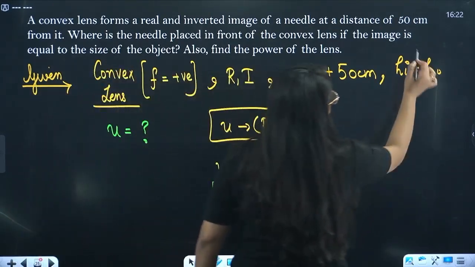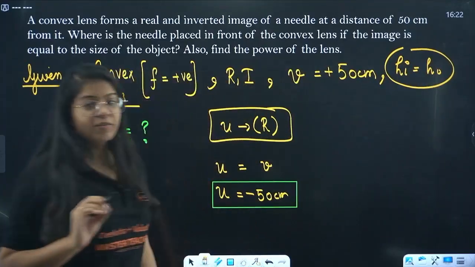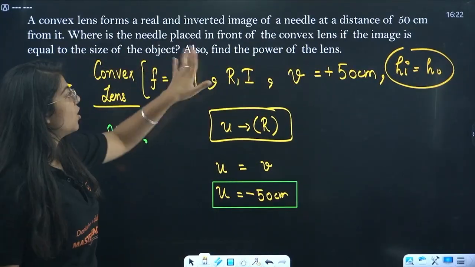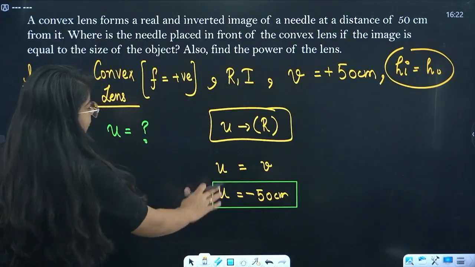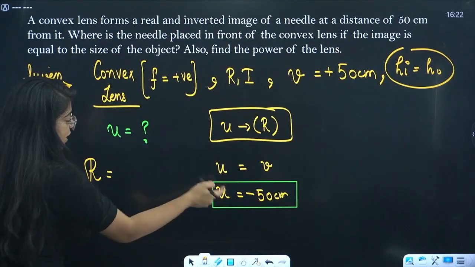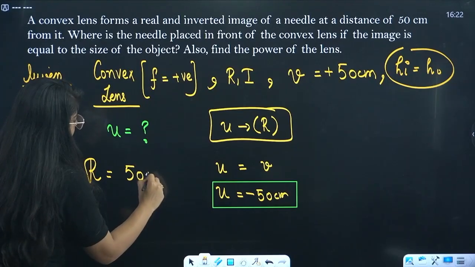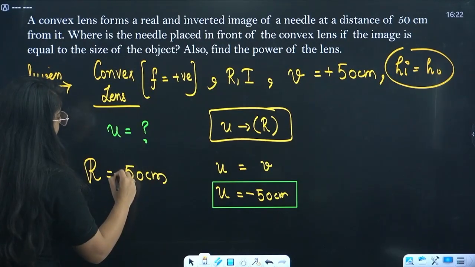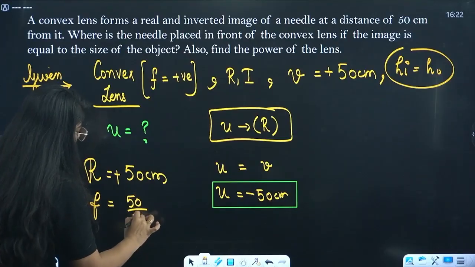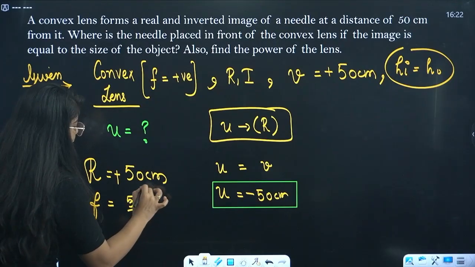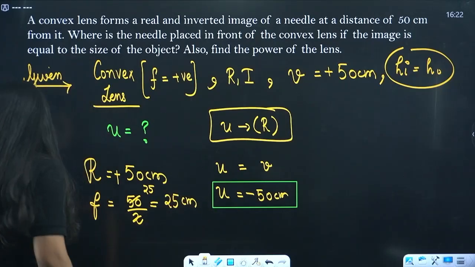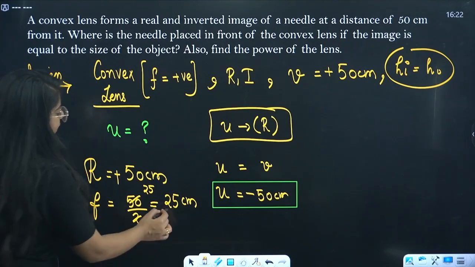And why did we reach this conclusion? Because of this small detail: the height of the image is equal to the height of the object, the image is equal to the size of the object. Okay, so we have U, we have V. That means the radius of curvature is also 50 centimeter. It's a convex lens, so it will be positive. So focal length will be what? 50 divided by 2, that will be 25 centimeter. So your focal length beta will be 25 centimeter.